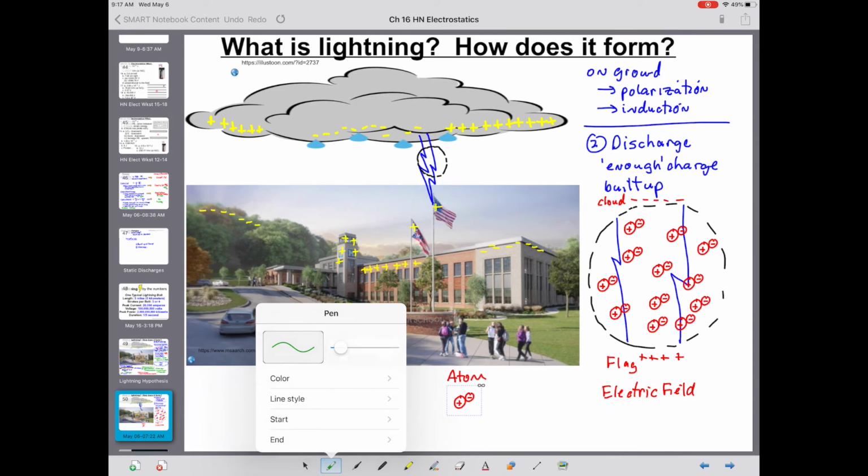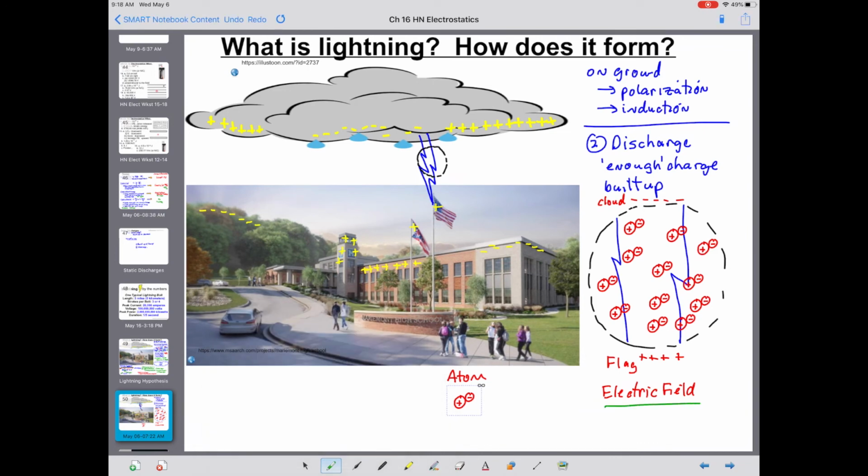Now, those atoms would be affected by the electric field. The positive parts of the atoms would be attracted up towards the negative cloud, and so we would tug on the positives in an upward direction. We would also tug on the negative charges towards the positive region down on the flag.